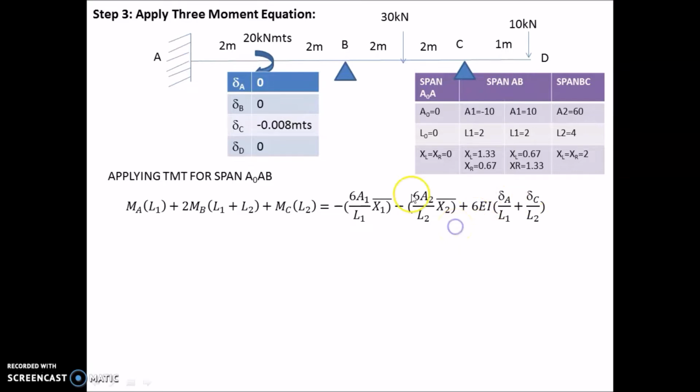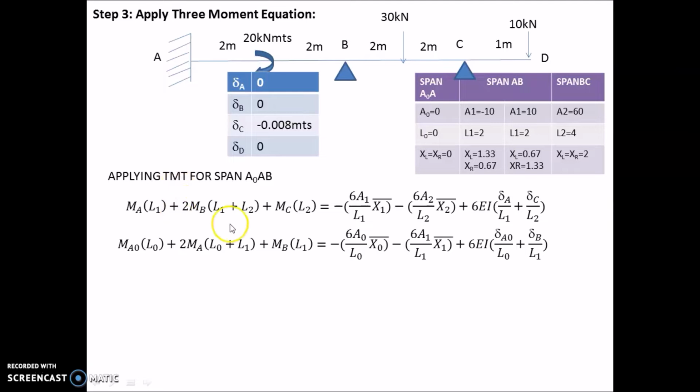So now for span A0, AB, the 3-moment equation will become like this: M A0 L0 plus 2 MA into L0 plus L1 plus MB into L1, which is equal to minus 6 A0 x0 bar by L0 minus 6 A1 x1 bar by L1 plus 6 EI into delta A0 by L0 plus delta B by L0. Coming to our previous lecture part, we discussed a change in flexural rigidity. In that case we took L0 by EI, L1 by EI, and so on.